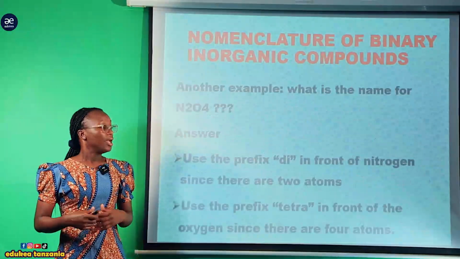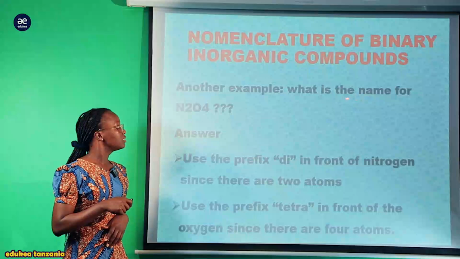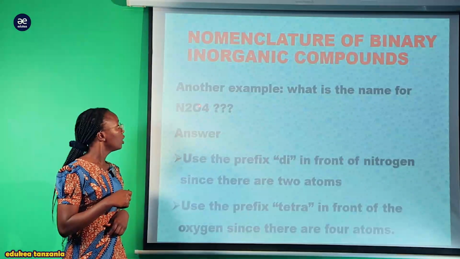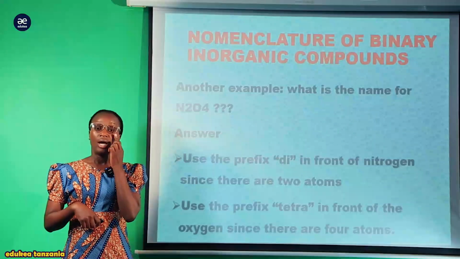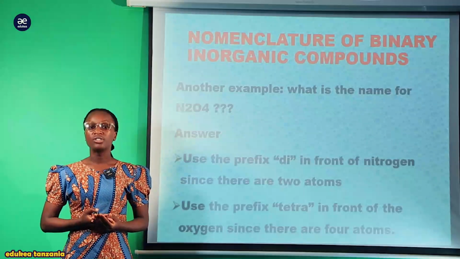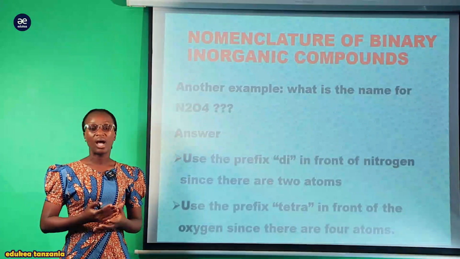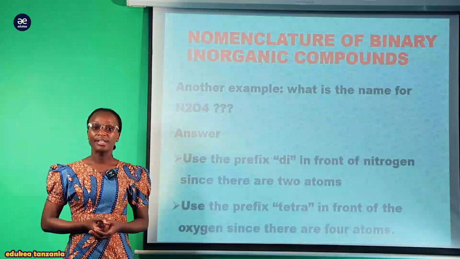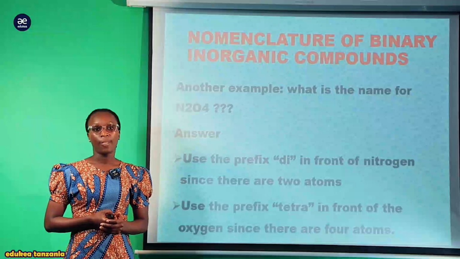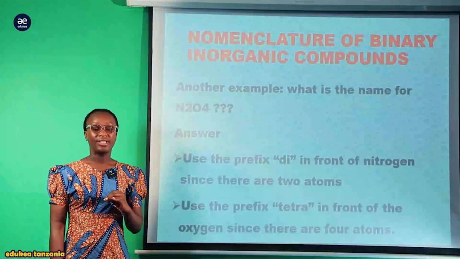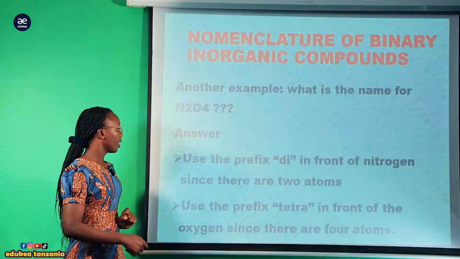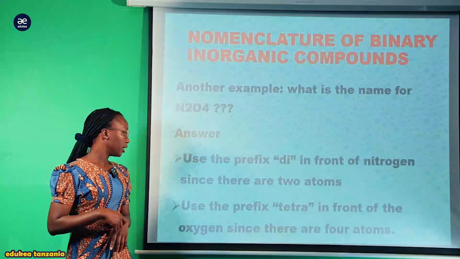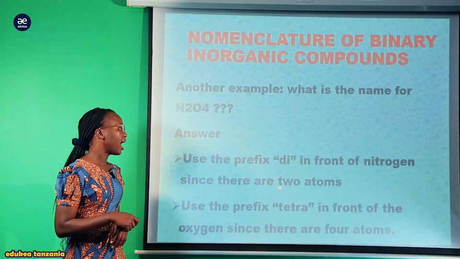So now another example, what is the name for nitrogen oxide? We have 2 molecules of nitrogen. I mean 2 atoms of nitrogen. But also we have 4 atoms of oxygen. So we are following our steps. The first, use the prefix di in front of nitrogen, since there are 2 atoms.